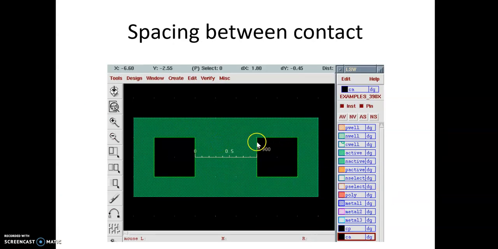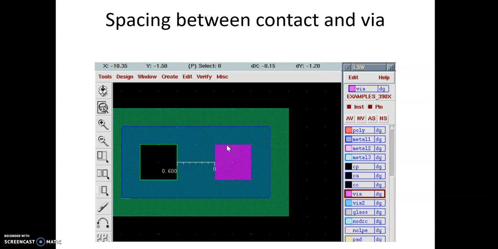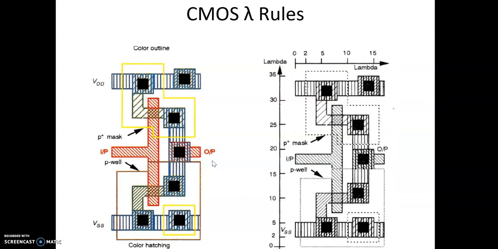The spacing between the contacts has to be 2 lambda. The spacing between contact and wire has to be 2 lambda. Next, coming to the CMOS lambda rules.